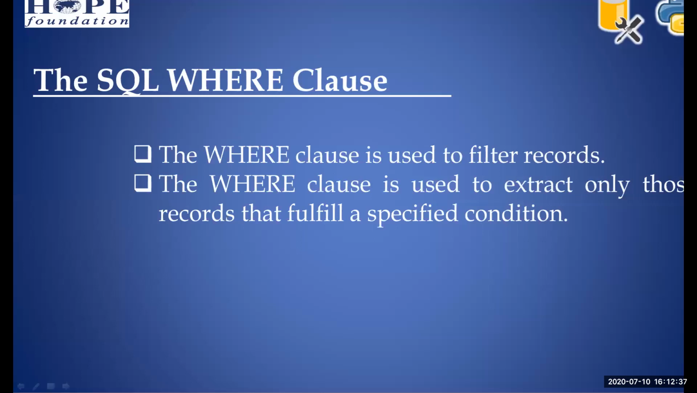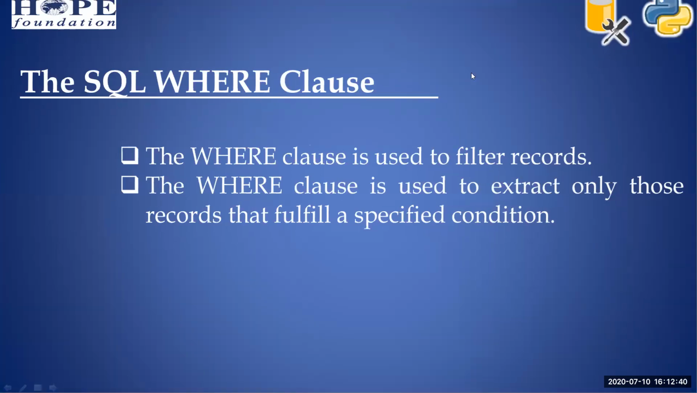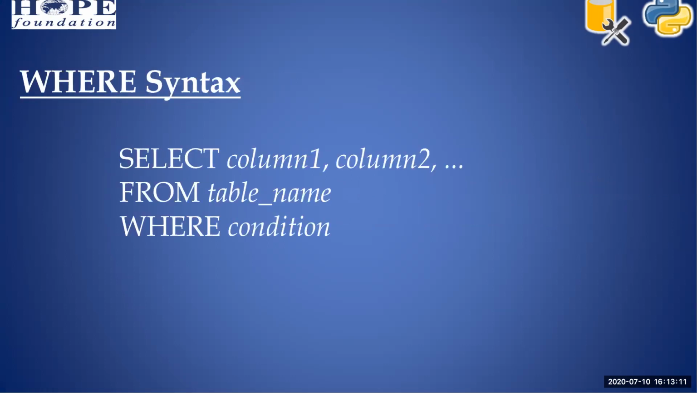First we'll see what the WHERE clause is. It is a condition-giving clause, so we can give our conditions and get our data by using a particular condition. The WHERE clause is used to filter the records. It is used to extract only those records that fulfill a specific condition. And this is the WHERE clause syntax.